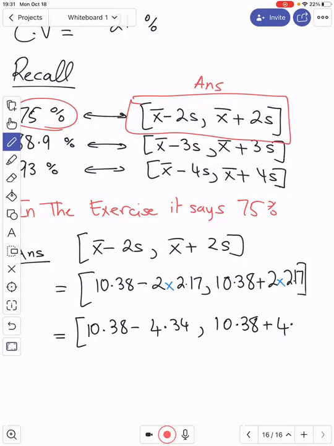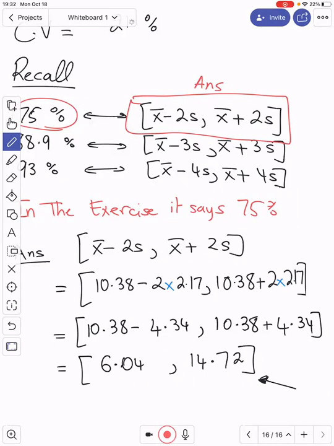And here plus 4.34. So then the answer here would be $6.04. And here that will be $14.72. Okay, so what we are saying, guys, is that we expect at least 75% of the receipts to fall in this interval. So there are at least 75% of the receipts that are between $6.04 and $14.72.